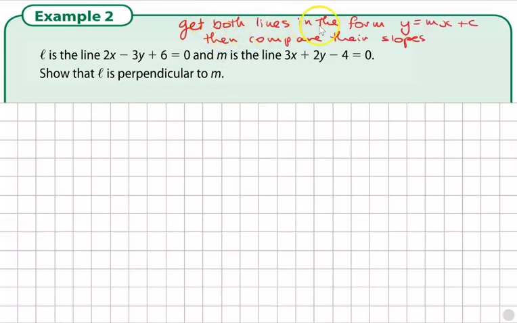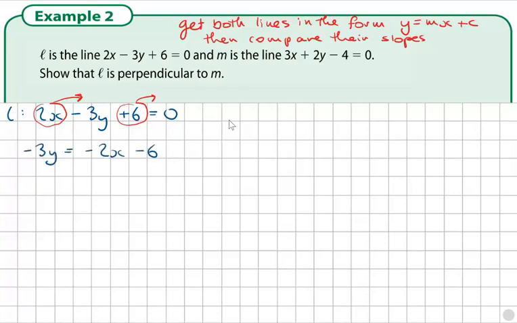So we're going to get both lines in the form of y equals mx plus c and then compare their slopes. So starting off with the line L, 2x minus 3y plus 6 is equal to 0. So just like in the last two examples, we're going to carry the x and the constant over the equal sign and change the signs. So the 2x comes over and becomes minus 2x, and the 6 comes over and becomes minus 6. So we still have the minus 3y, that didn't move, so that stays the same. Then we have equals, minus 2x and minus 6.